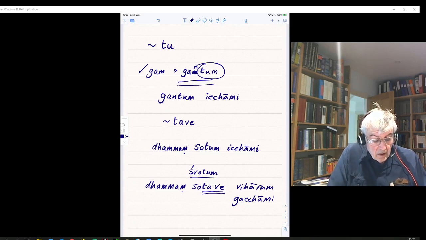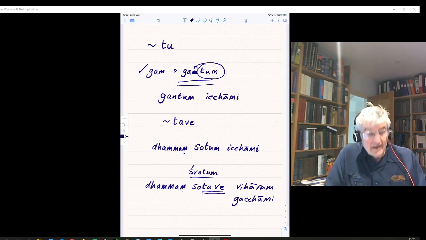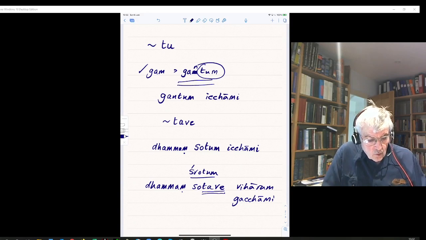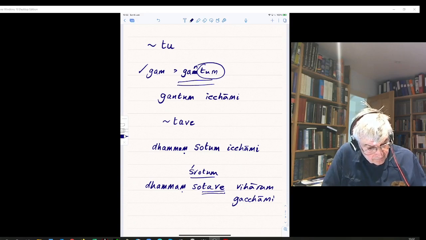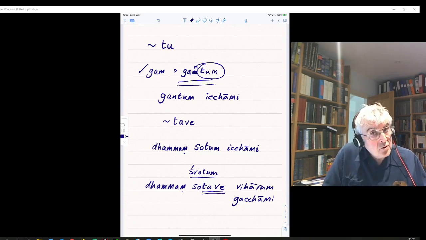Number 4, again, the dative of purpose. Boys go to the sea with friends to play, for the purpose of playing. Kumara kilitum, to play. Kumara kilitum mittehi saha samudam gachanti. Kumara gachanti, the boys go. Samudam, accusative of motion, to the sea. Mittehi saha, with their friends. Kilitum, to play.